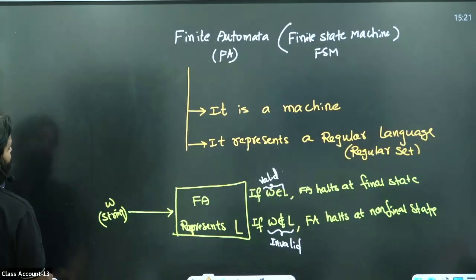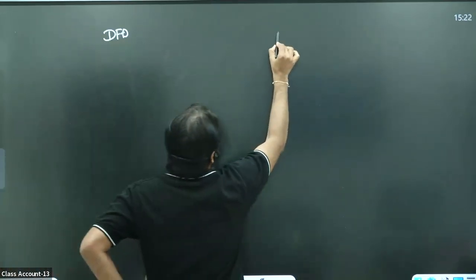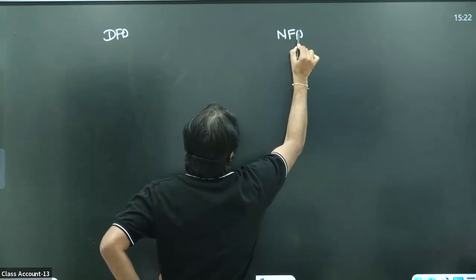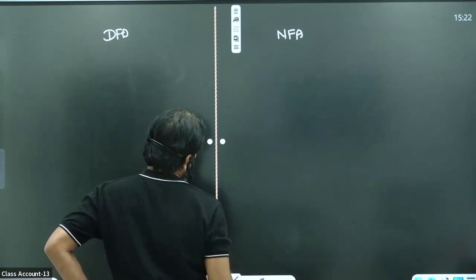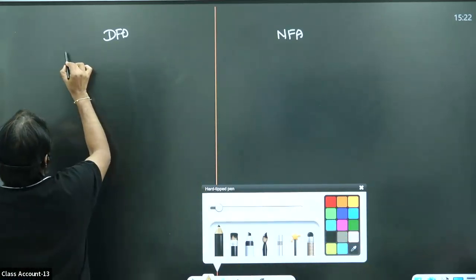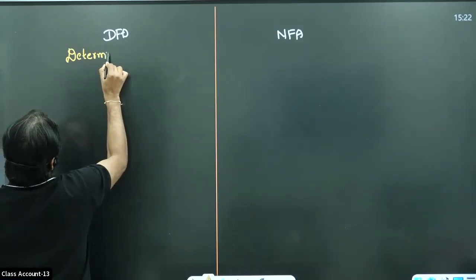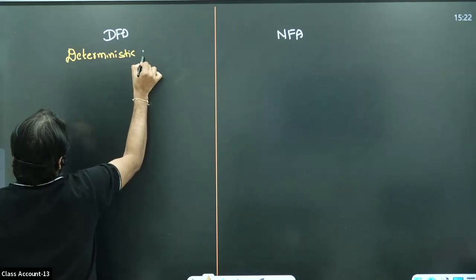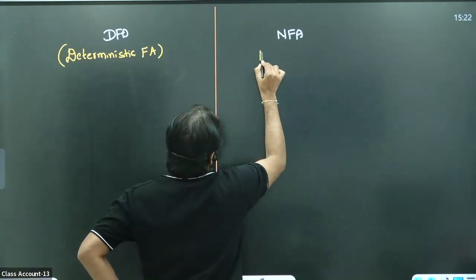So let's work on DFA versus NFA, and how they are different from one another. What is the full form of DFA? Deterministic finite automata. This one is non-deterministic.